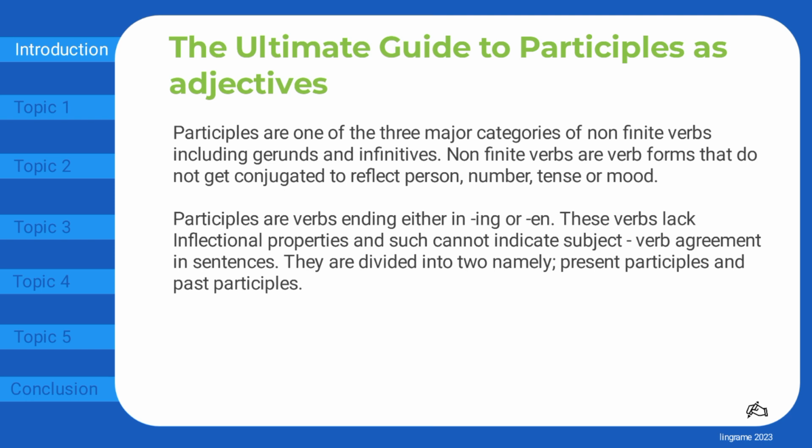Participles are verbs ending either in -ing or -n. These verbs lack inflectional properties and as such cannot indicate subject-verb agreement in sentences. They are divided into two, namely, present participles and past participles.